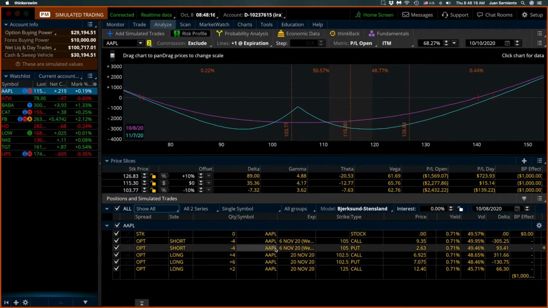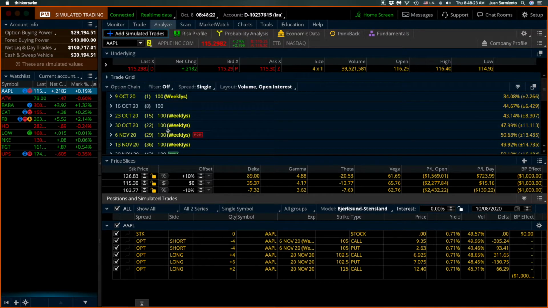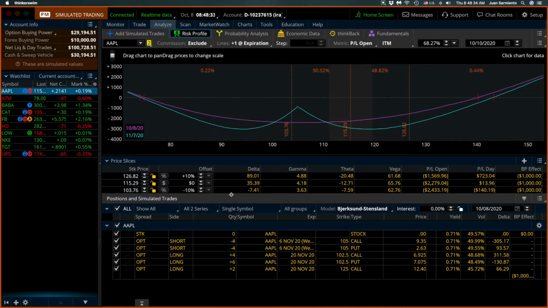Okay, and here we have that my shorts are expiring on November the 6th. I say I simulated trades, and you see that November the 6th is 29 days to expiration. So that's plenty of time. I leave it alone, unless, of course, I felt that the stock had run too far out, up or down, then I would make some adjustments by closing calls or puts depending on the direction of the stock.